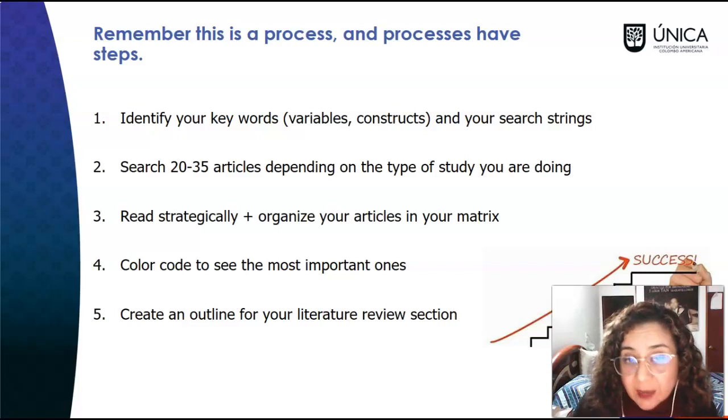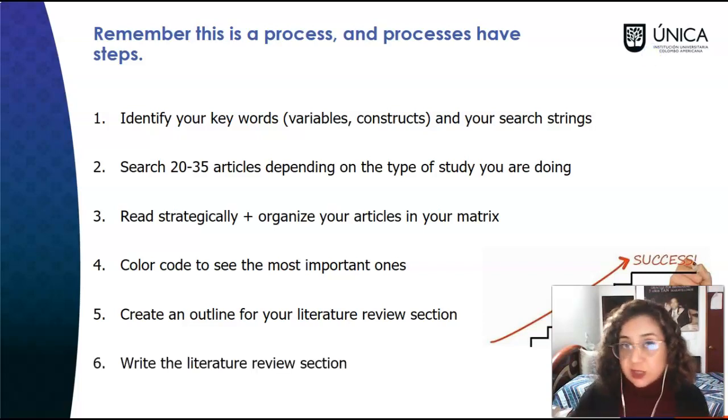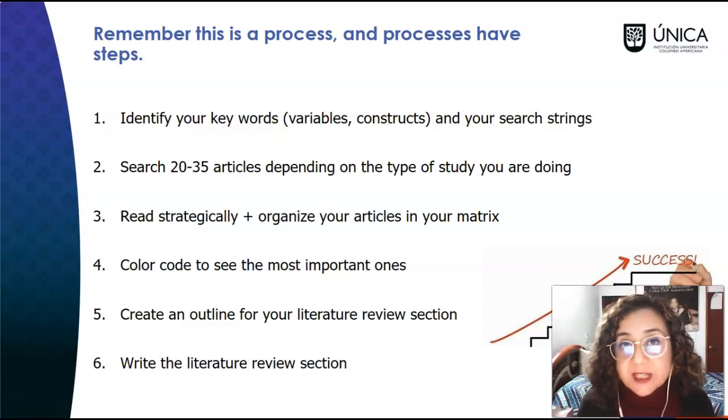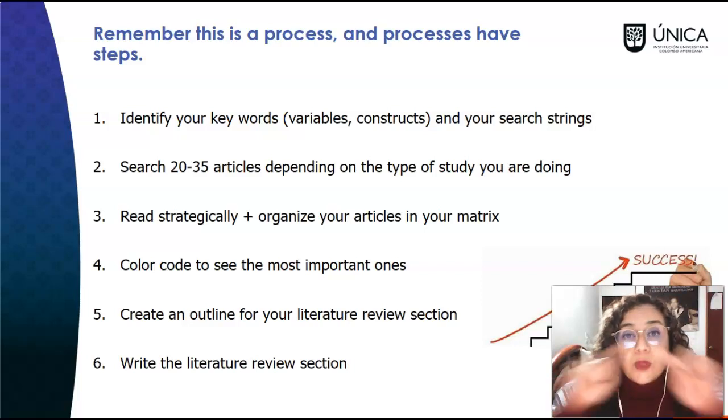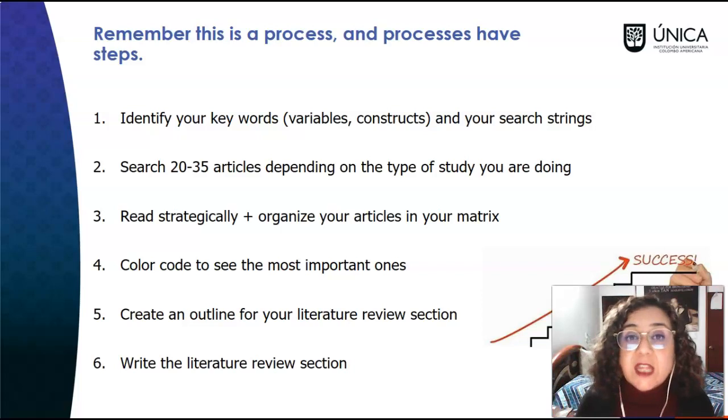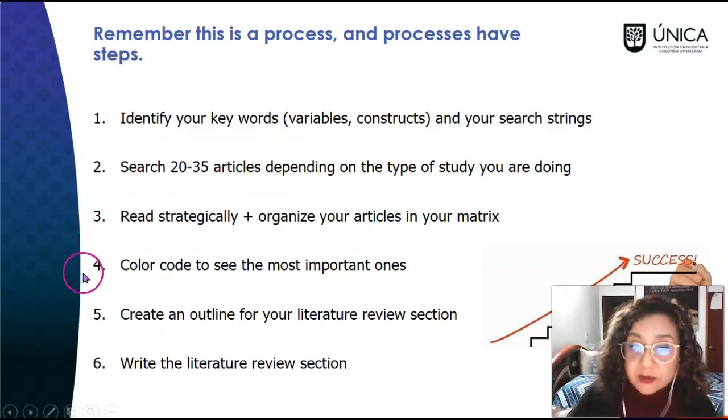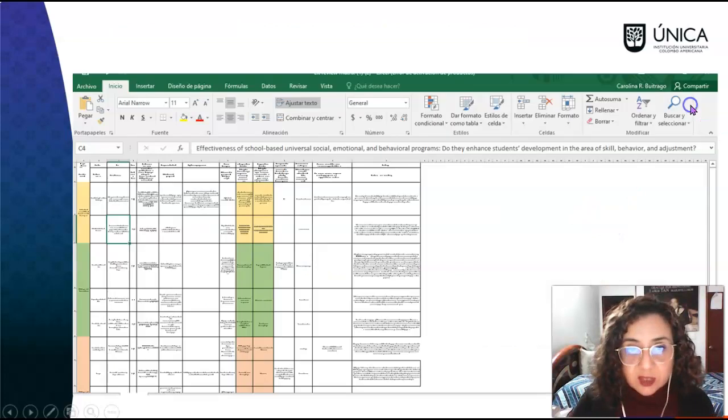You need to create an outline for your literature review section and you need to write it. So we are now on the final steps, right? If you haven't color-coded your matrix, go ahead and do that right now. Then you can create your outline and you know how to create an outline. You have written 1,000 papers in college, so you just need to organize hierarchically the topics that you're going to be discussing in your literature review, right? So you're going to identify the order, and I have some tips here to know how to do that, okay? And then you're gonna just write the section.